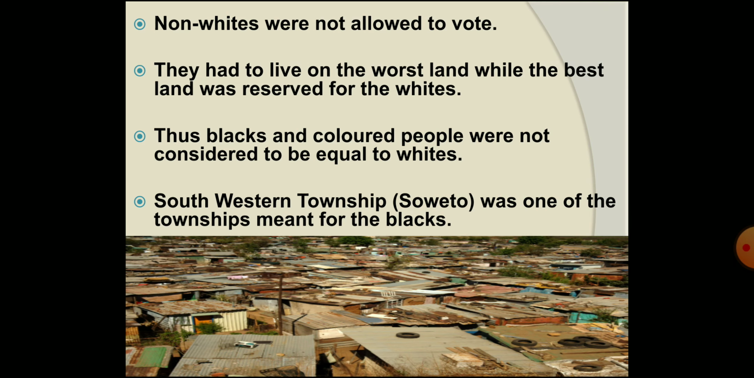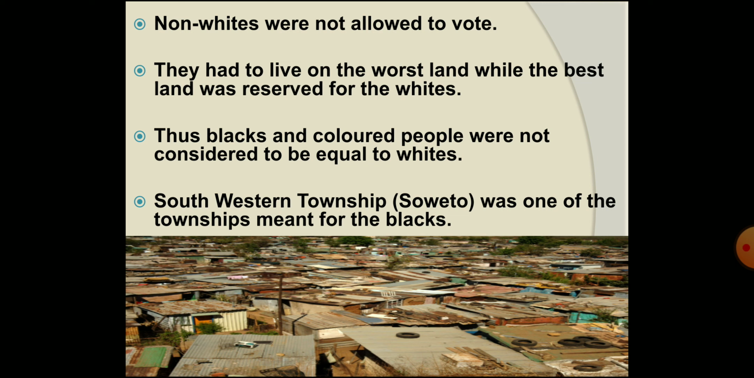Not only that, but the non-whites even did not have the right to vote. They had to live on the worst available land, as the best land was meant and reserved for the white people. In this way, in South Africa, the policy of separation was followed, and the blacks and colored people were not considered to be equal to whites. As I mentioned earlier, there were separate places to live for whites and non-whites. So children, one such place for blacks was the southwestern township, which was called Soweto in short.